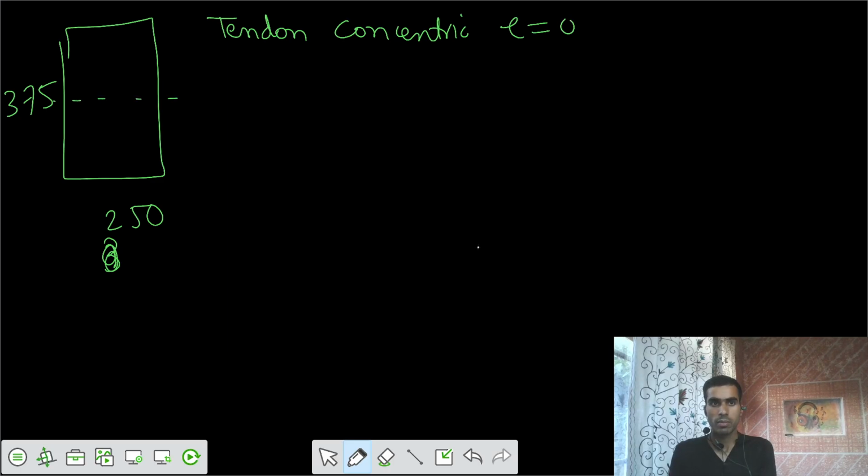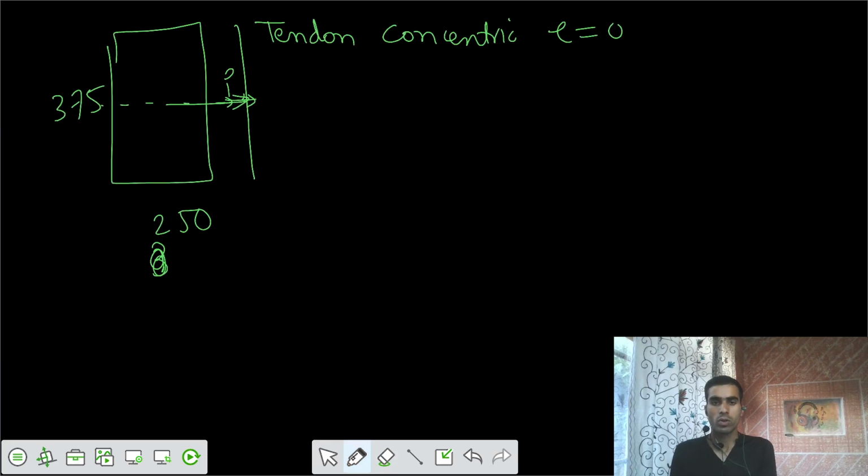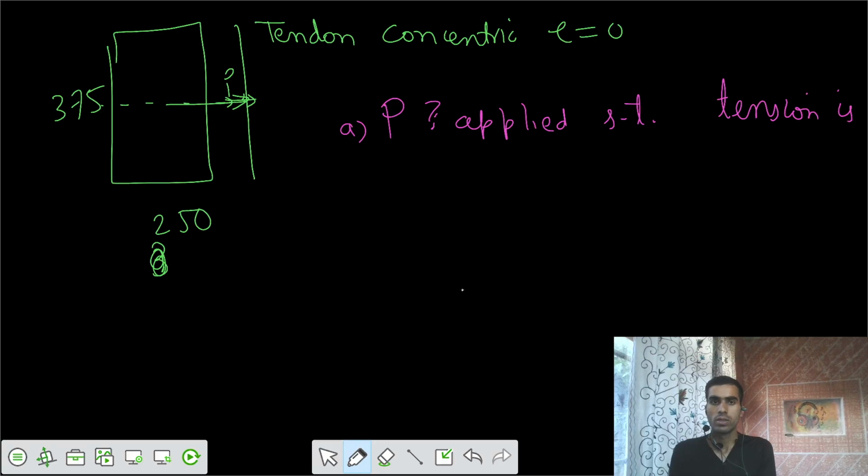So if there is a neutral axis, the P force is acting at the neutral axis location. And it's asking how much P we should apply. We have two different parts of the problem. The first part is how much P should be applied such that tension is just avoided at the soffit at midsection. Soffit means at the bottom of the beam.